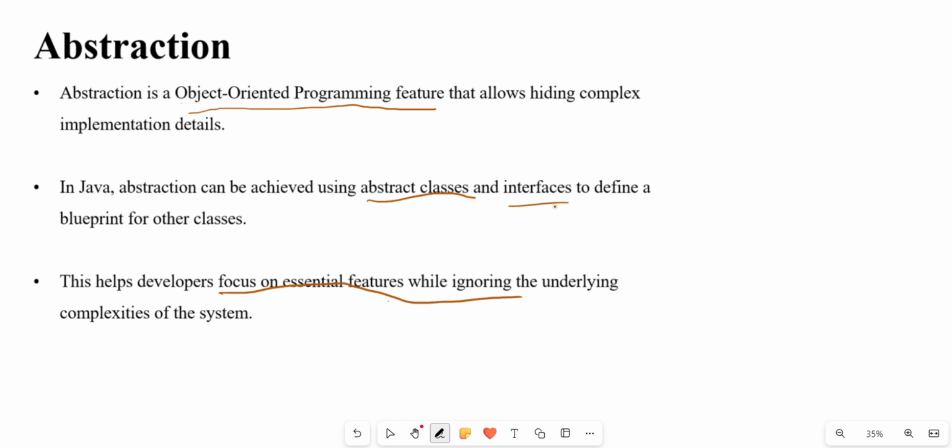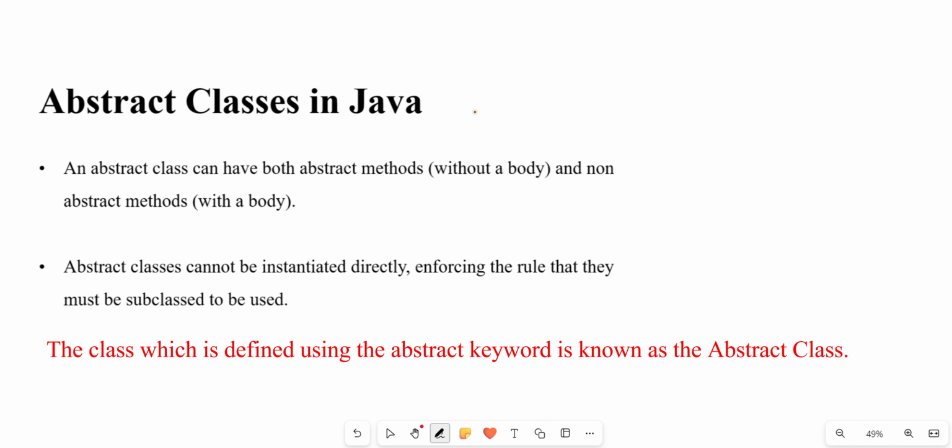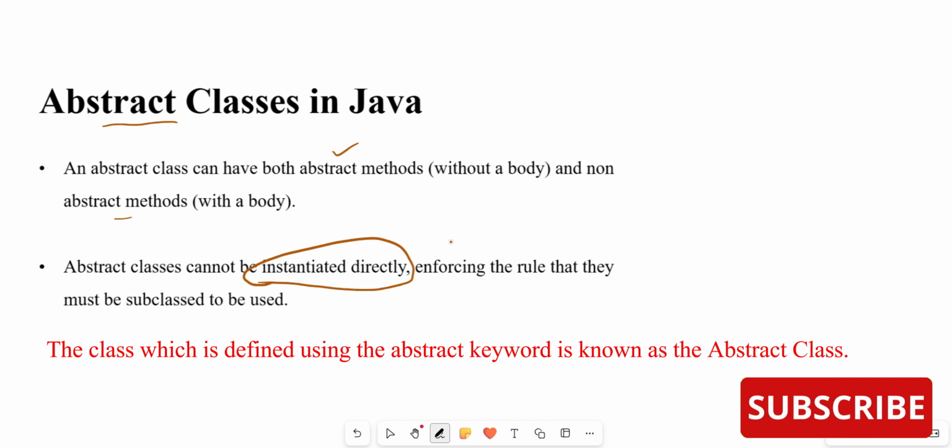Now let's know one of the ways to achieve the abstraction, that is abstract class. The class which is defined using the abstract keyword is known as abstract class. An abstract class can have both abstract methods and non-abstract methods. That means it can have methods with method declaration itself, or it can have methods with method implementation.